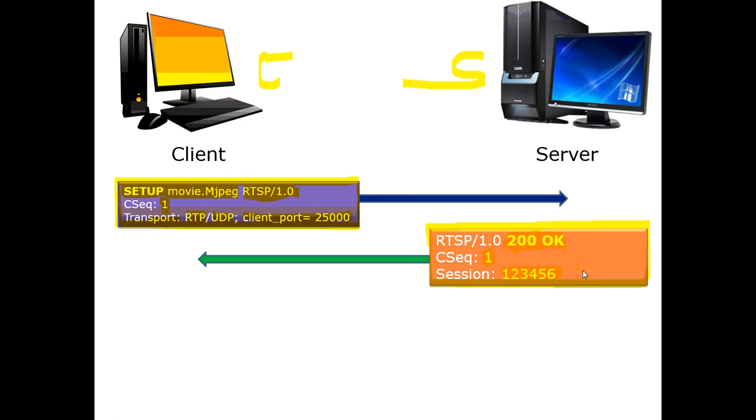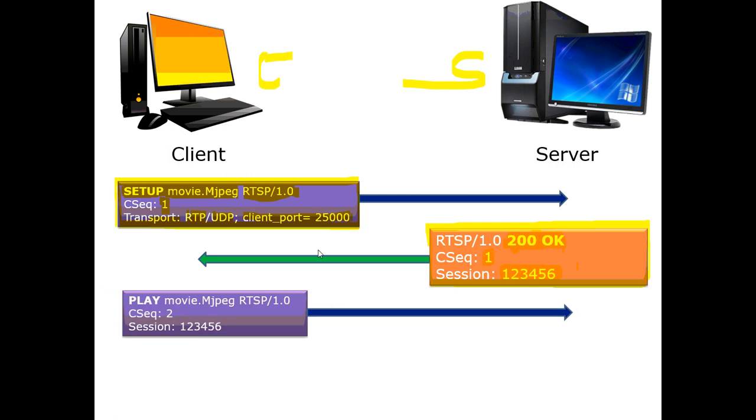If there are 10 clients sending the setup message to the server, the server will create 10 different session numbers and share them with the clients. The reason we need the session number is that the client has to send it back for further communication, else the server will think the client has not been authenticated yet and the video will not be transmitted. Then you can see the second message will be sent, and this message is a play message. It is saying that I want to play movie.mjpg, and it is sending the session number.